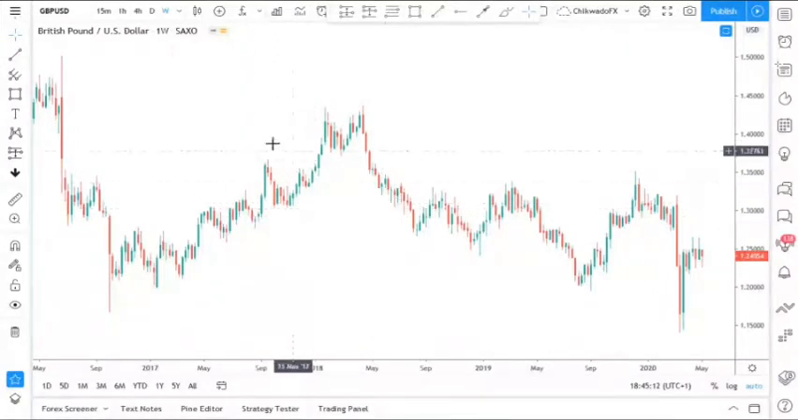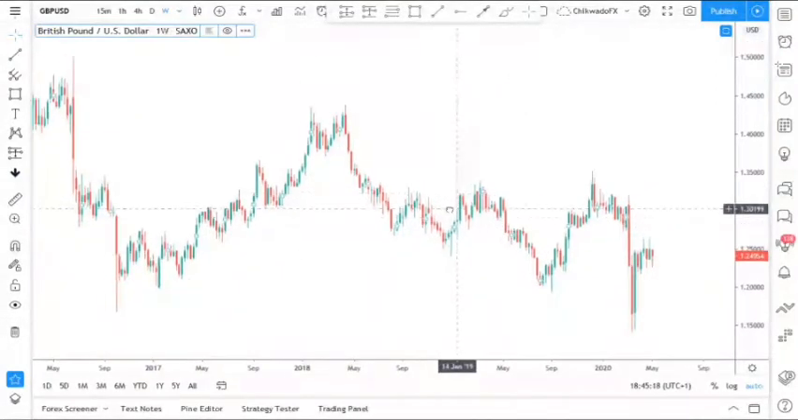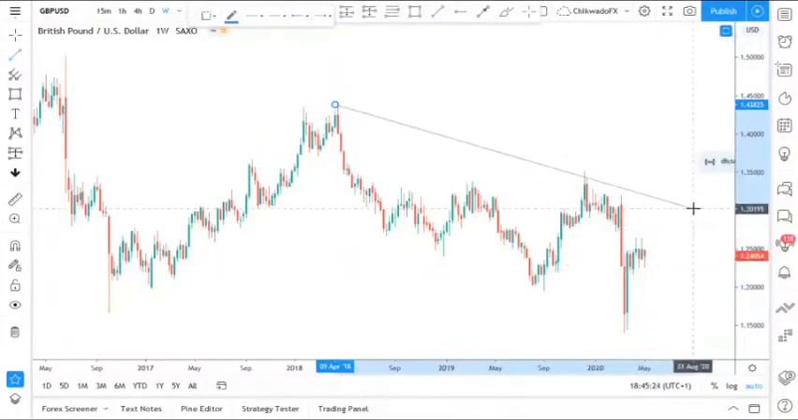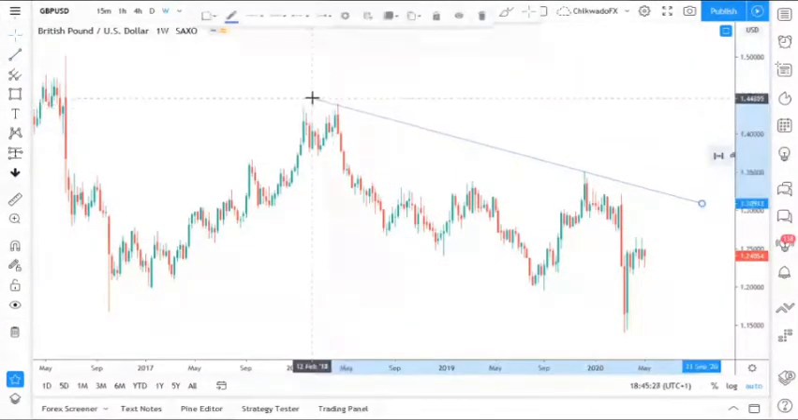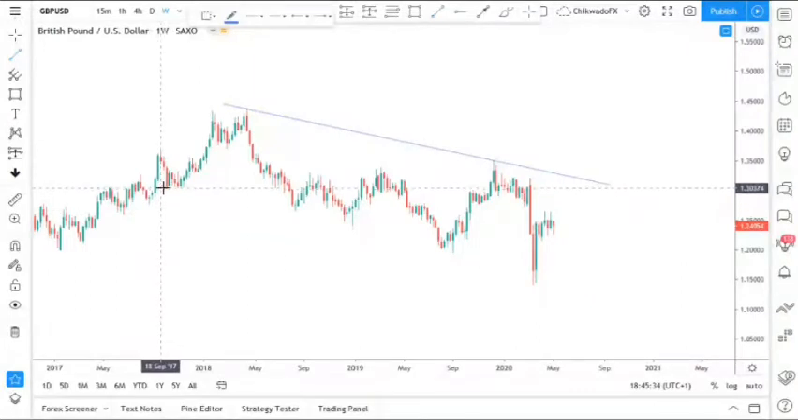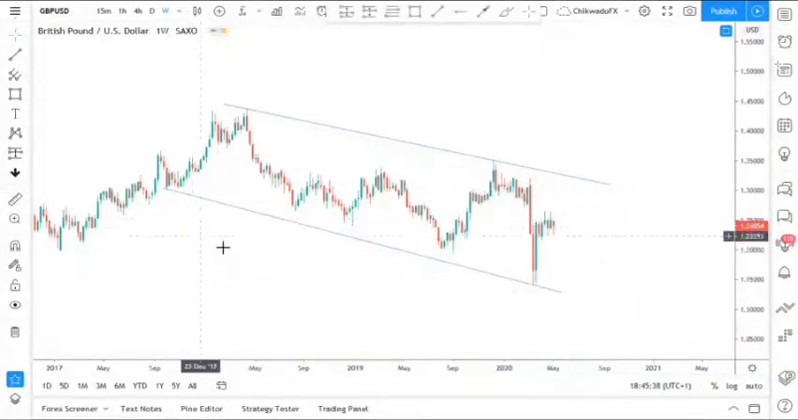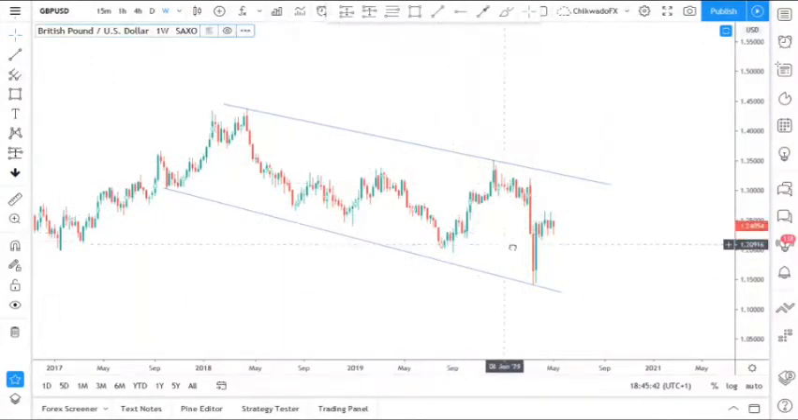So starting on the weekly time frame, we're looking at pound dollar here, and looking at the weekly time frame, we can observe something. One of the first things we observe is that we are clearly in a downtrend. The market just took a deep dive. When it took that deep dive, and if we look at this channel here, we see this bearish channel flowing down here.